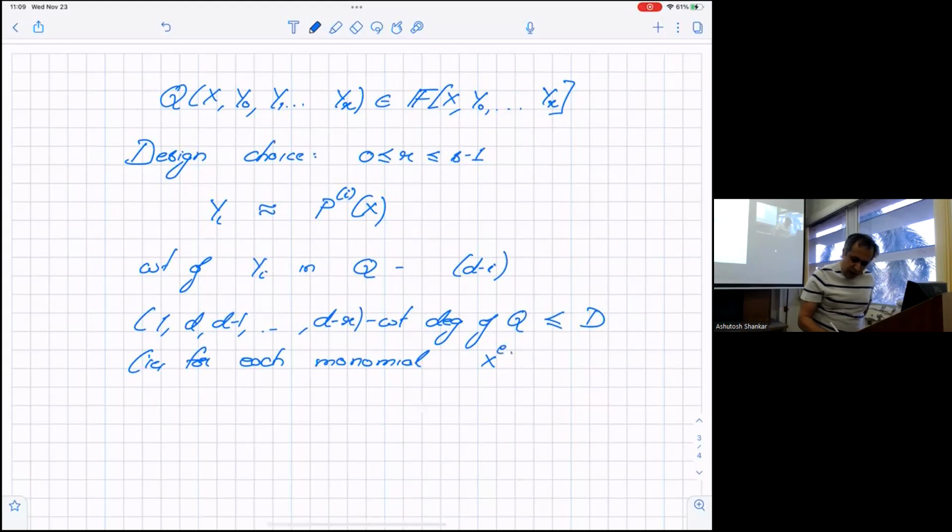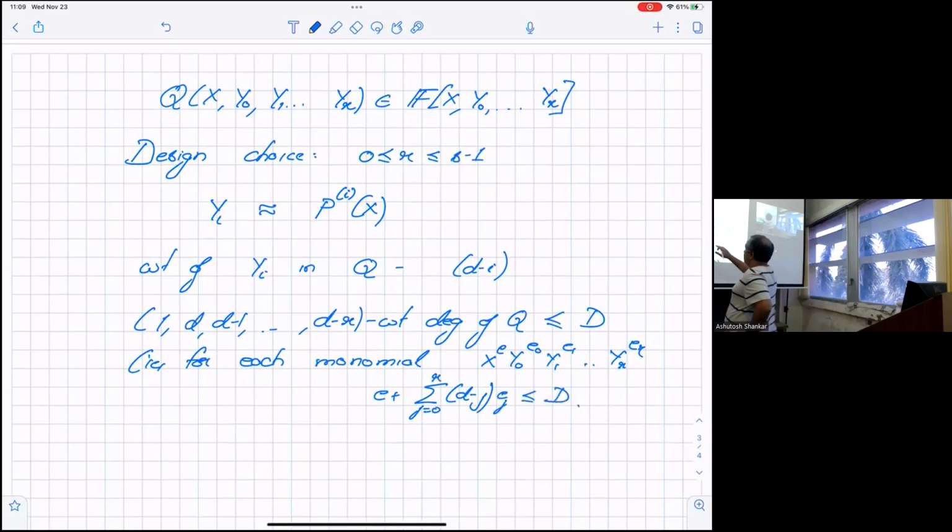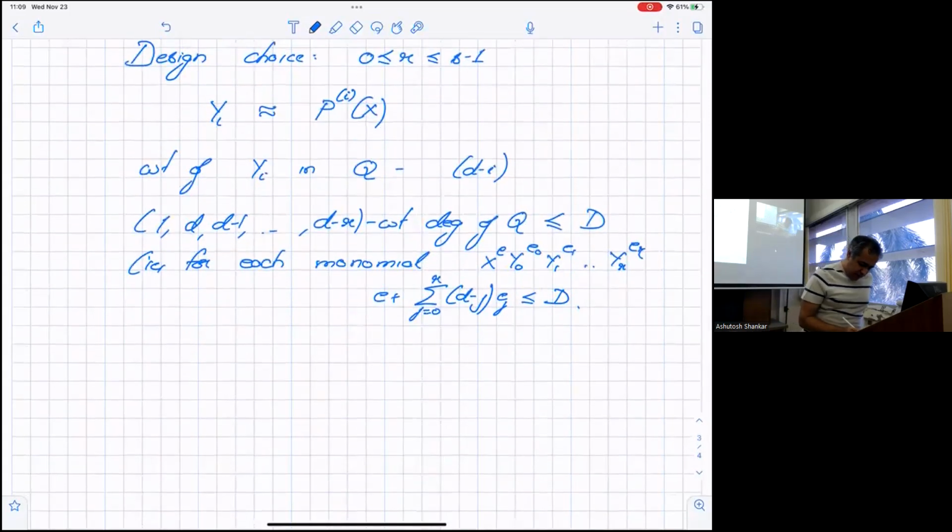X power e, y0 power e0, y1 power e1, yr power er. We want e plus summation p minus j going from 0 to r, ej, to be less than or equal to... So, in particular, we need to be able to count. We need to get an estimate on the number of such monomials.